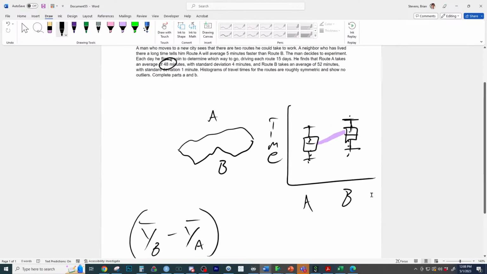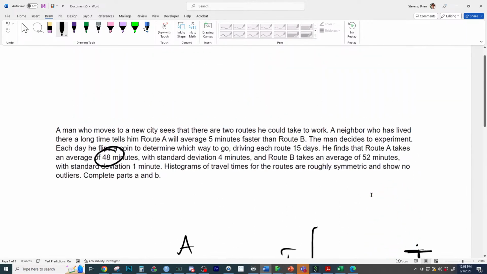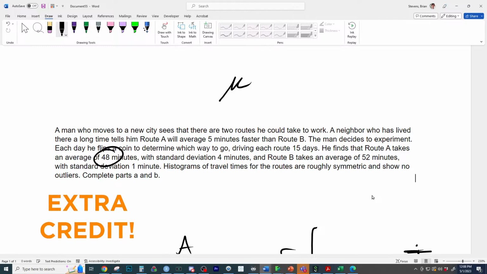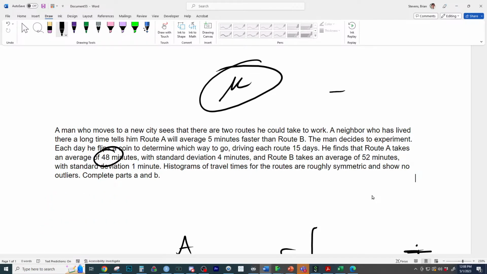In notation, that would be not mu though, not mu. Good. That's why I asked. Good answer, Jesse. Not mu though. Mu is the truth. So if we say mu, this is the truth, which we really never know. That's the thing in statistics is you really make guesses at mu, and then we don't know the truth for how long route A takes, but we would like to know the difference between route B and route A, the true difference. That's what we'd like to know.